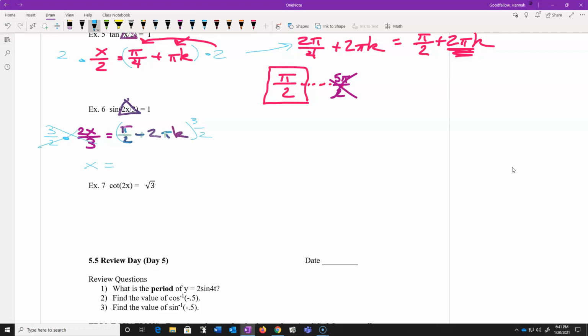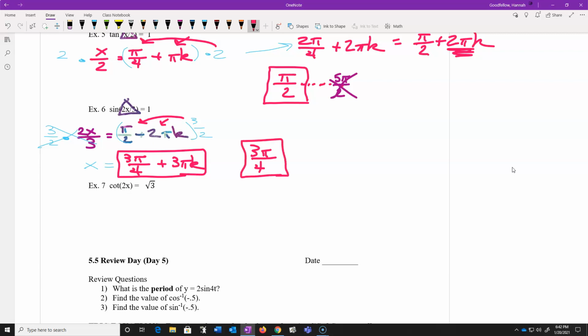We'll get x is equal to, well, let's see what happens when I distribute this. 3/2 times pi over 2 is 3 pi over 4, plus 2 pi k times 3/2 is going to be 6 pi k over 2, which is 3 pi k. I'm sorry to say, but if I start running that on the interval, 3 pi over 4, that works. But if I add 3 pi k, I'm going to go way past it. So the answer is only 3 pi over 4. So a basic answer of 3 pi over 4, that's all you got.